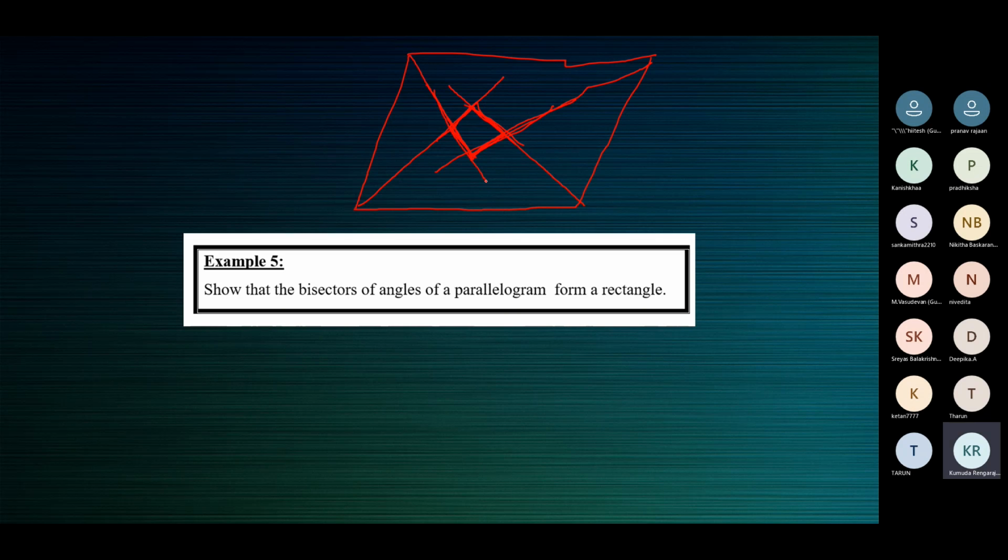Now again, to prove that a quadrilateral is a rectangle, we need to use the definition of a rectangle. A rectangle is a parallelogram. So first we need to prove that this quadrilateral is a parallelogram, because we only know that this is a quadrilateral. The outer one, the whole figure, is a parallelogram. But the four-sided figure formed in the middle is only a quadrilateral. We have to prove it's a rectangle.